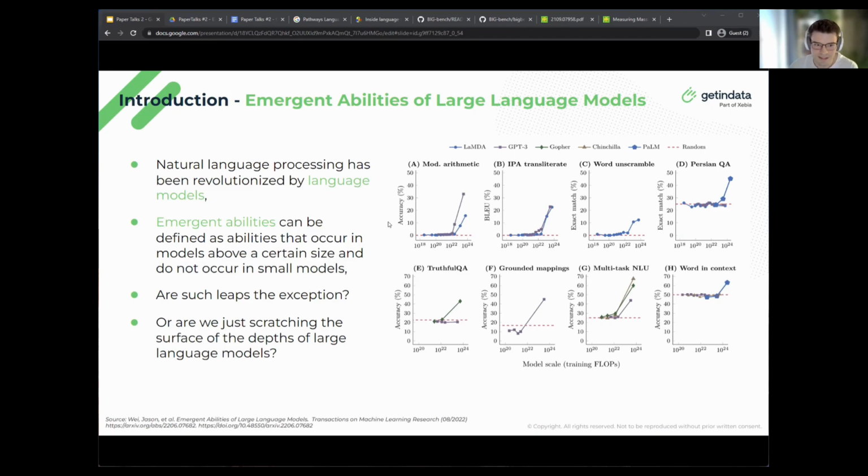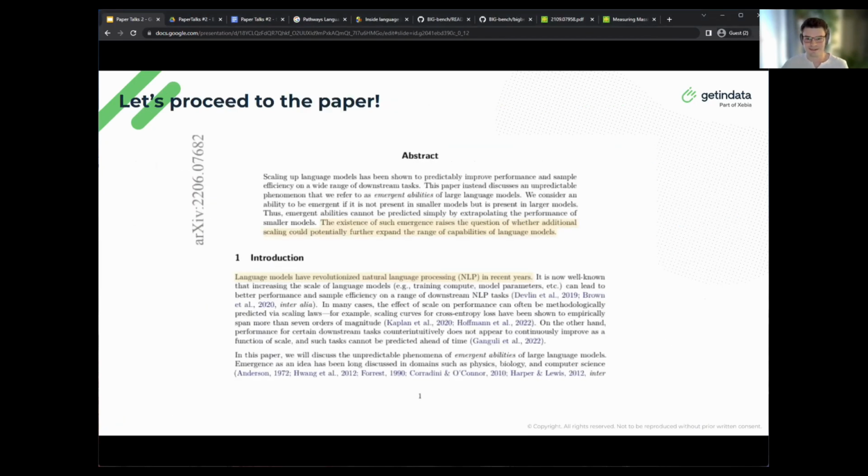And so today we will take a closer look at this phenomenon and try to answer a question like, are such leaps the exception, or are we just scratching the surface of the depths of large language models? And maybe finally, can such undiscovered capabilities also be found in other AI models? Now, after this brief teaser, we can already move on to the main part of the whole meeting, that is our paper.